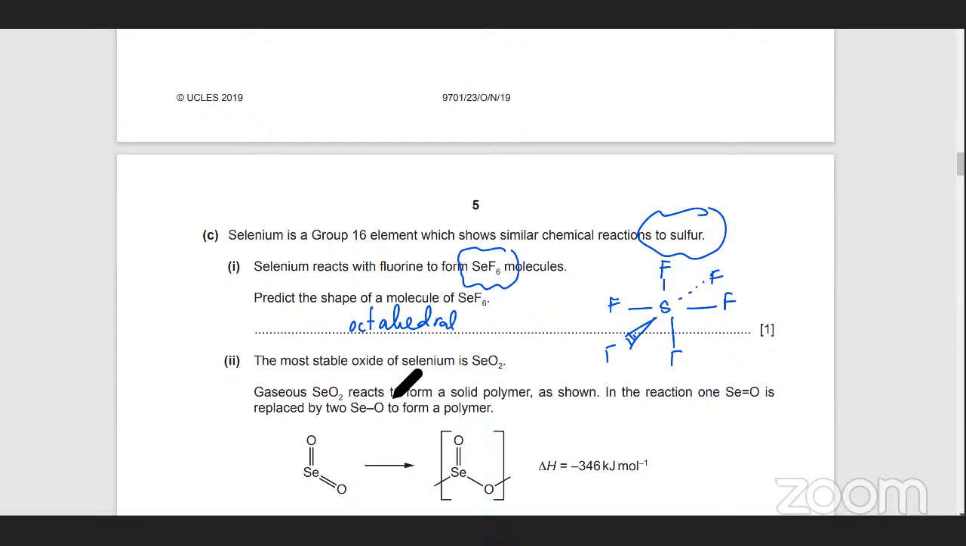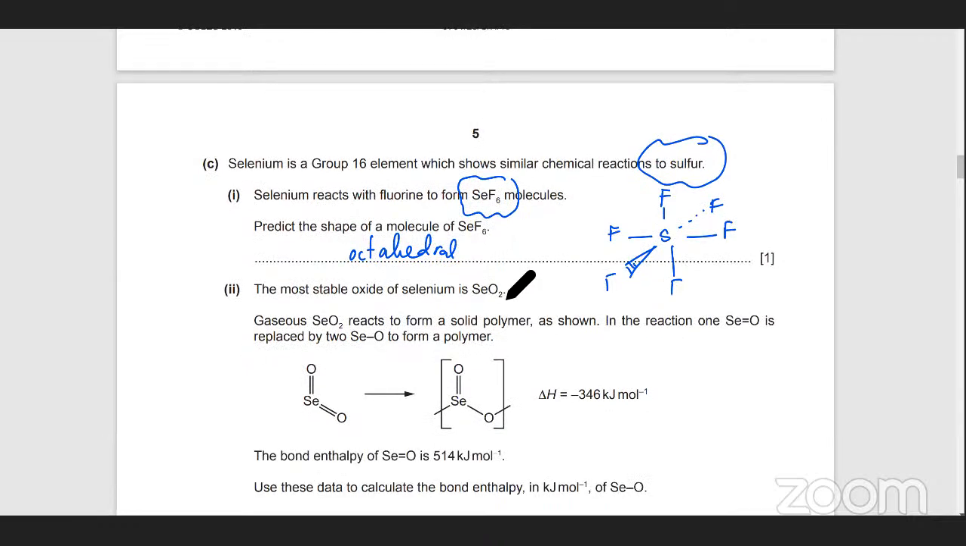Next: the most stable oxide of selenium is gaseous SeO2. Remember, sulfur was mentioned earlier. Think of Se as sulfur. When they say similar chemical properties to sulfur, it's basically talking about sulfur. This is like sulfur dioxide, group 6, there's going to be one lone pair, which is why the shape is bent, because on one side instead of a bond there's a lone pair. It has a total of 6 electrons. It forms a polymer as shown in the reaction. One SeO2 is replaced by 2 SeO to form a polymer. So the double bonds end here and it starts connecting with the same type.